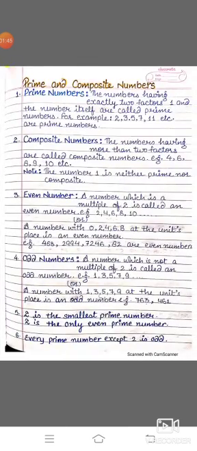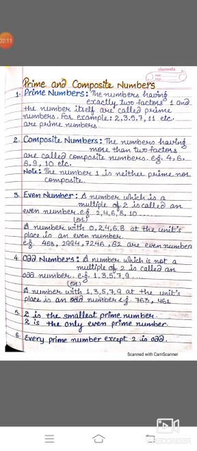Next is prime and composite numbers. What do you mean by prime numbers? The numbers having exactly 2 factors, that is 1 and the number itself, are called prime numbers. For example, 2, 3, 5, 7, 11, etc. are prime numbers.